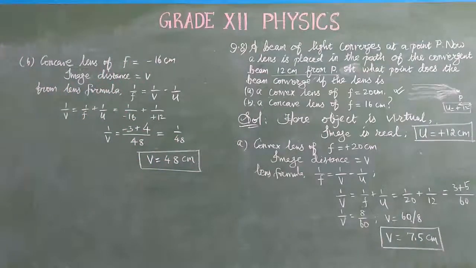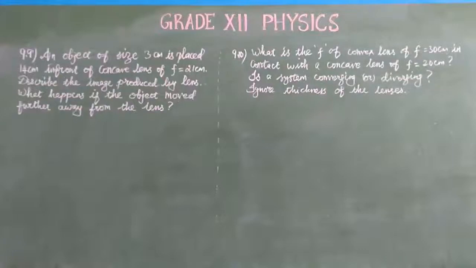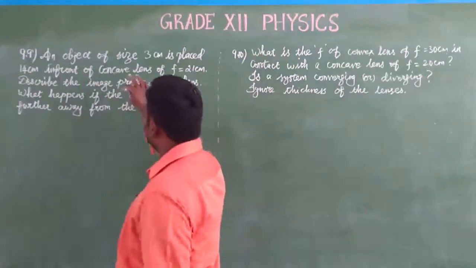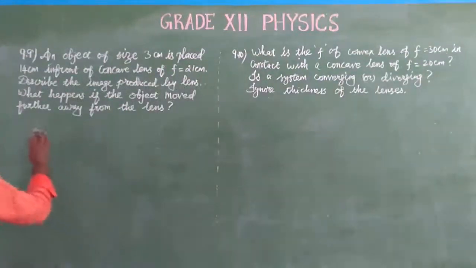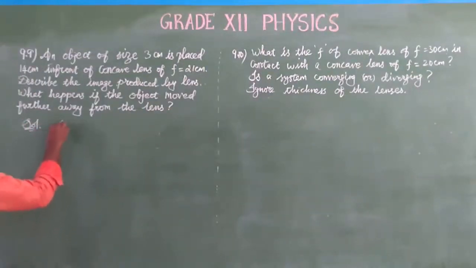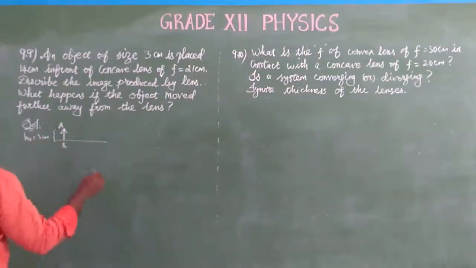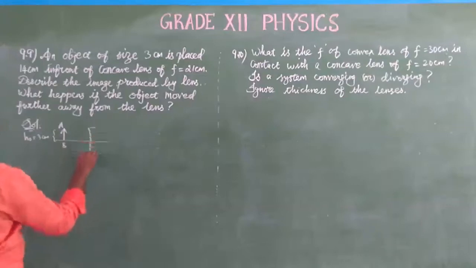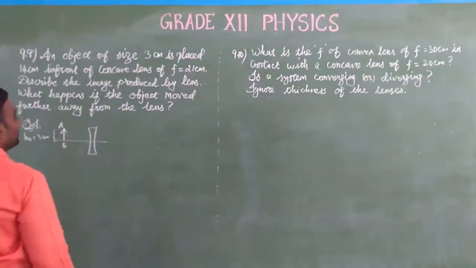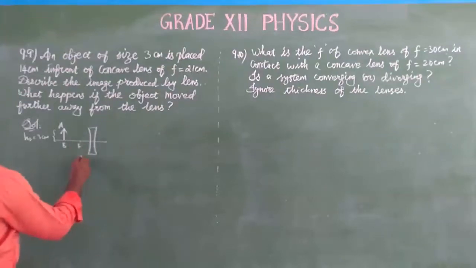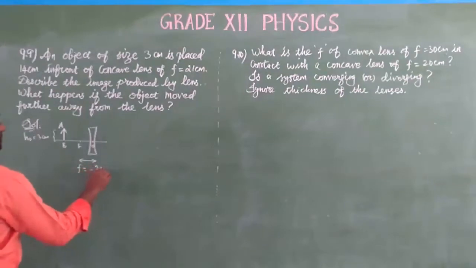Next, we are moving to the ninth question. Question number 9. Look at the question. An object of height 3 centimeter is placed in front of a concave lens at 40 centimeters. This is a concave lens. The focal length of the concave lens is given. From the optic center to the focus, it is diverging. It is minus 21 centimeter.